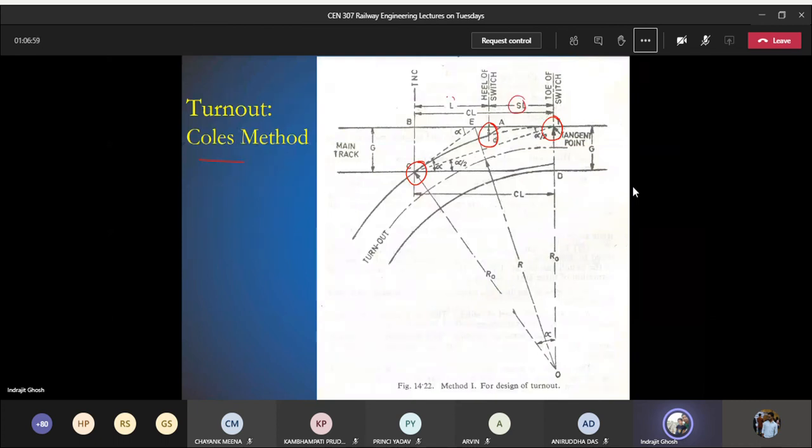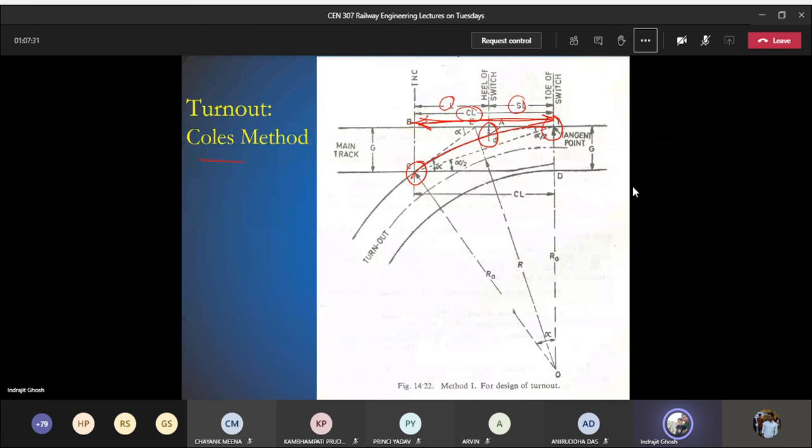SL, L and CL. CL is known as curved lead. Curved lead is the distance between the theoretical nose of crossing to the tangent point T measured along the length of the main track. So we are not measuring like this, rather we are measuring along the main track, which is nothing but the horizontal projection. That is known as curved lead.